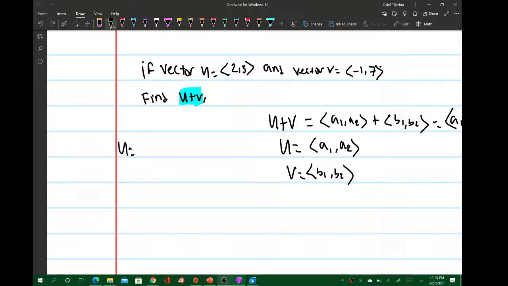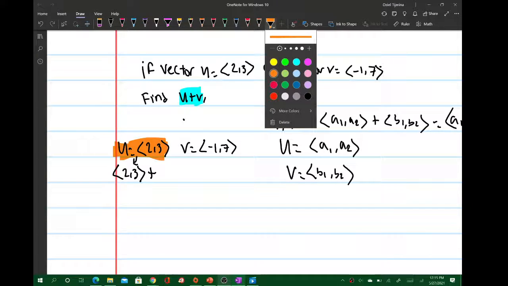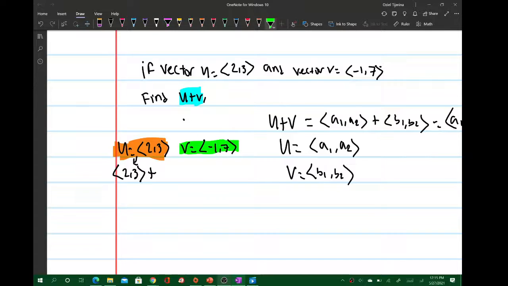Vector u, we know is 2, 3. So we can say the vector 2, 3 plus, and then vector v is negative 1, 7, right? Because this is vector u, so let me color code that. And then vector v, we know is negative 1, 7. So we can say that this vector goes right here.